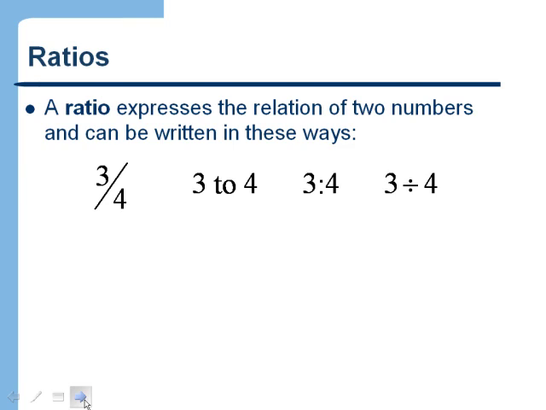For example, it can be written as a fraction. So in this case, I have a ratio of 3 to 4. So I can write that as either 3 over 4, I can write it as 3 to 4 with a "to", I can use a colon in between the two numbers, or, because again it's the same as a fraction, 3/4, I can write it as 3 divided by 4. So those are the different ways that we can write a ratio.